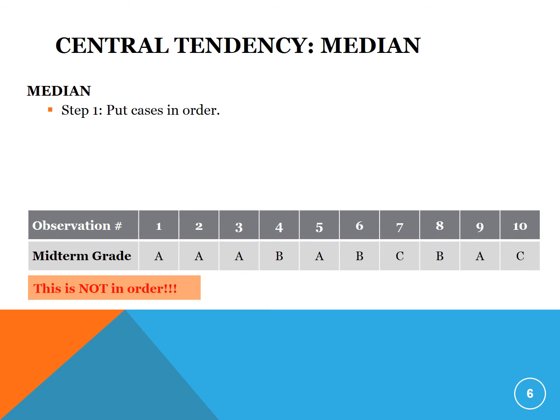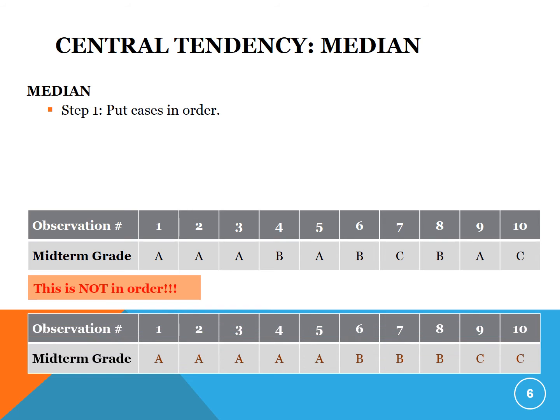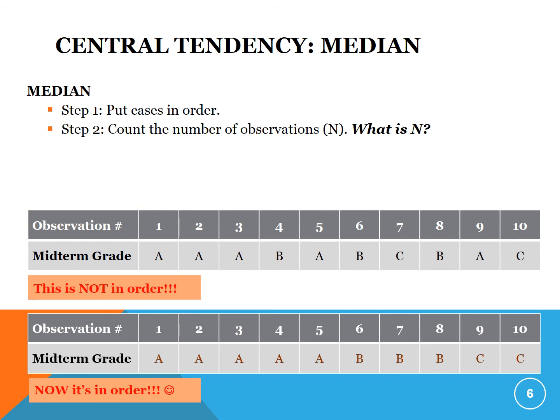Not in order. So here, we have put it in order, okay? We should see 1, 2, 3 B's, we should see 1, 2 C's, and that means the rest of them should be A's, which should be 5 A's: 1, 2, 3, 4, and 5. 5 A's. Now it's in order. Smiley face.